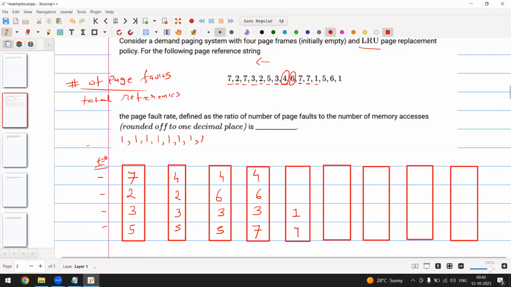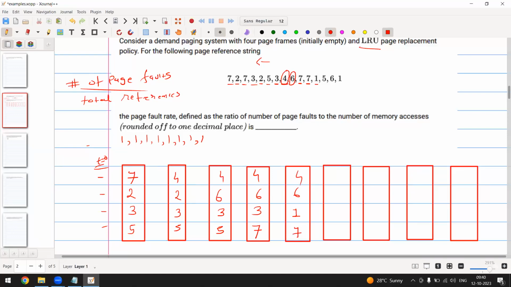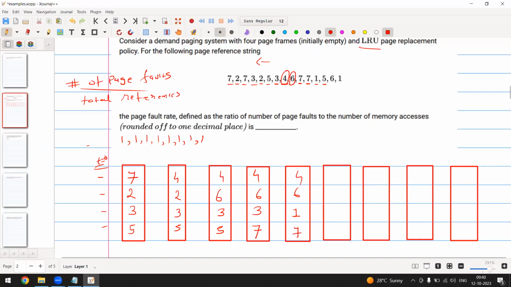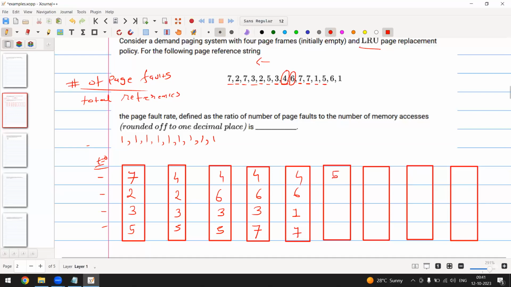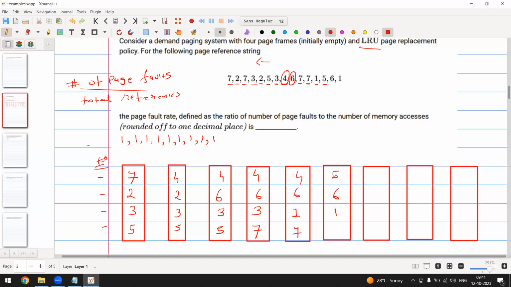So now 1 is like this. Okay. Next is 5. Again 5 is not present, so I have to swap out. Again it is a page fault. And I have to scan 4, 6, 1 and 7. So 1 is used recently, then 7, then 6 and then 4. So 4 is the oldest. 4 was least recently used. So I have to swap out 4 and in place of 4 I will bring 5. So 5, 6, 1 and 7.